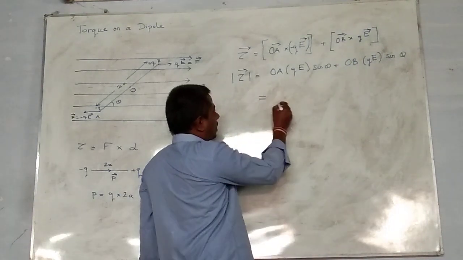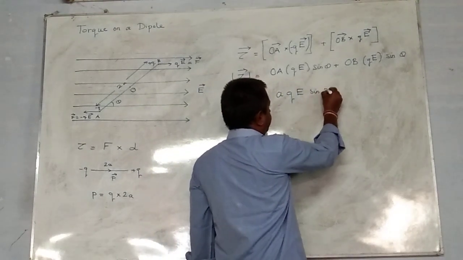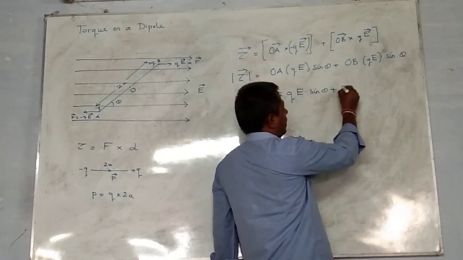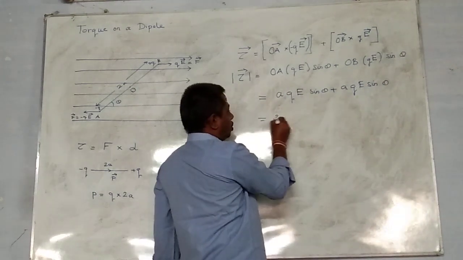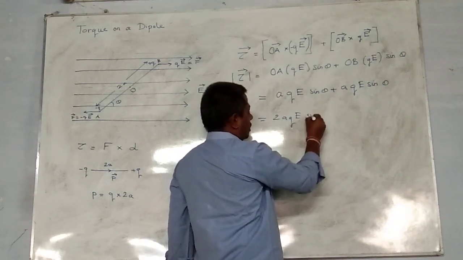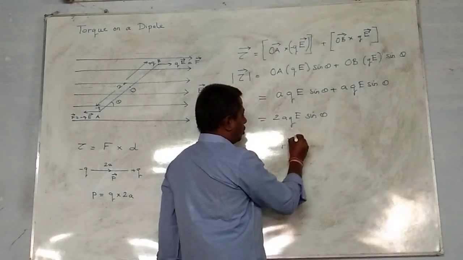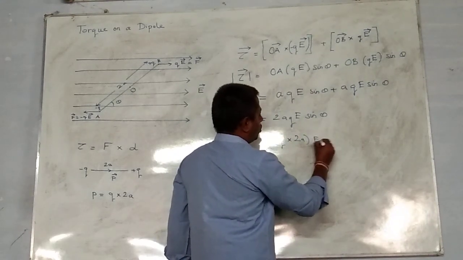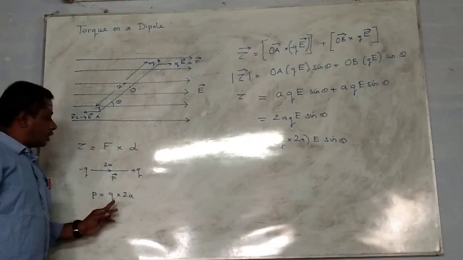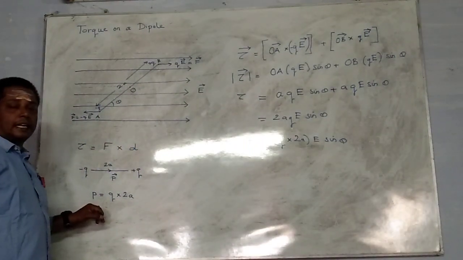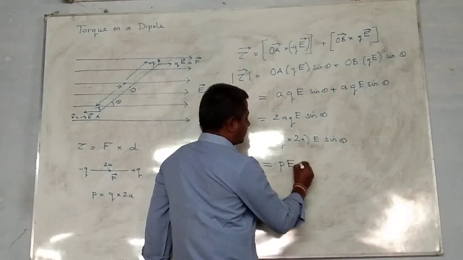Look at the next step. OA is equal to A, then A QE sin theta, plus OB is equal to A, A QE into sin theta. Next step, 2A QE into sin theta. I rearrange this: Q into 2A into E sin theta. So Q into 2A is the electric dipole moment P. Then tau is equal to PE sin theta.